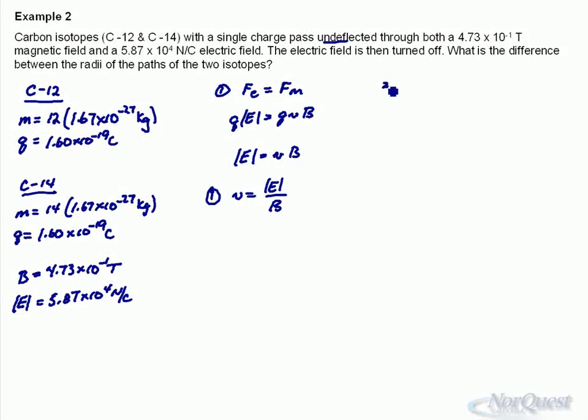Second formula then has us again looking at the radii of the two paths. So again, it's magnetic force equal to centripetal force, QVB equal to mv squared over r. Simplify this again, so it becomes r equal to mv over qB.